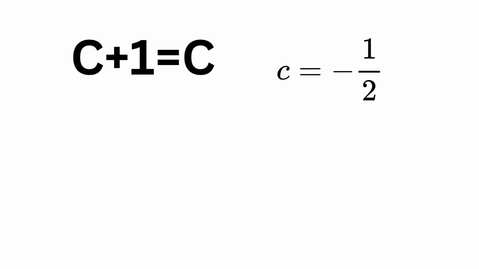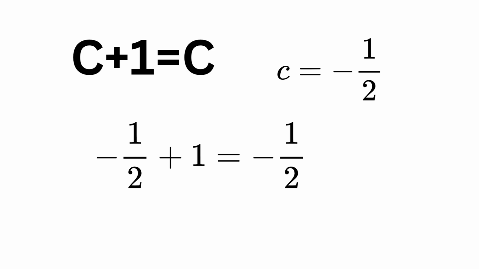Let's verify by putting c is equal to minus 1 by 2 in the equation. C plus 1 is equal to c. Then minus 1 by 2 plus 1 is equal to minus 1 by 2. Then minus 1 by 2 on the left side and minus 1 by 2 on the right side cancel out. We get 1 is equal to 0.